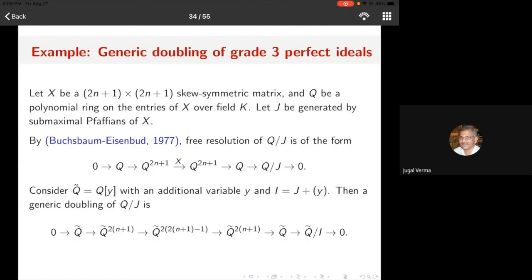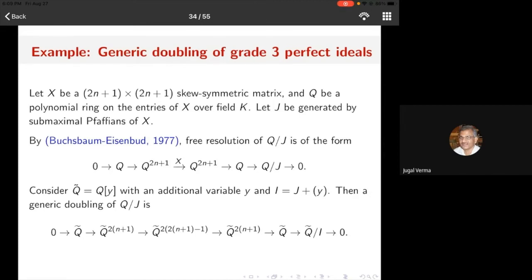And this is Gorenstein, so the home dual of the canonical module is just the identity map, one generator. So we can attach an additional, generic variable y, and we have this ideal I, which is of grade 4. And it can be checked that the resolution of Q mod I is of this form.